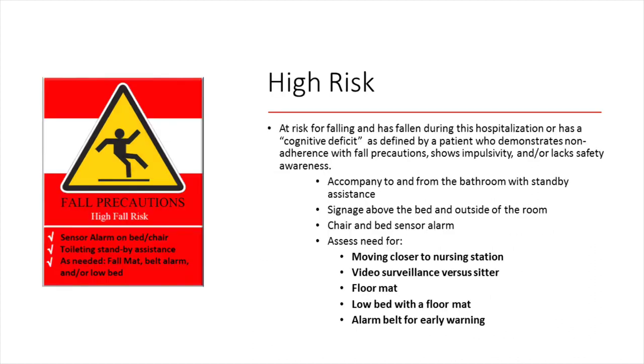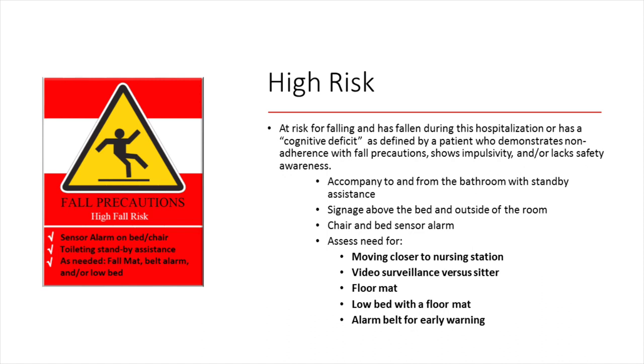For those units utilizing the CPM Adult Fall Risk Screening Tool and Cummings Fall Scale, a high-risk category has been added. This category includes any patient that has been identified at risk, has fallen during this hospitalization, and/or has a cognitive deficit as defined by a patient who demonstrates non-adherence with fall precautions, shows impulsivity, and/or lacks safety awareness.